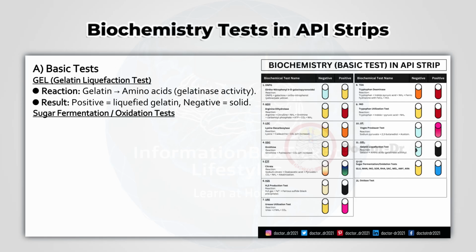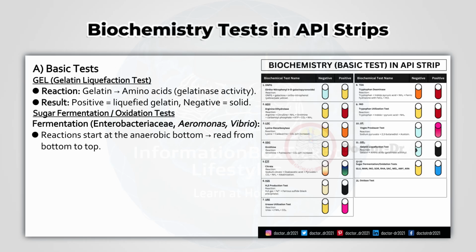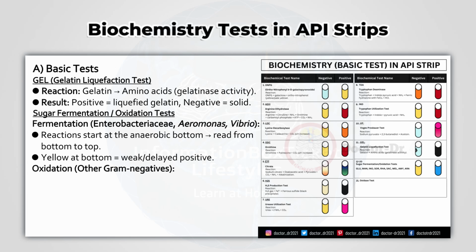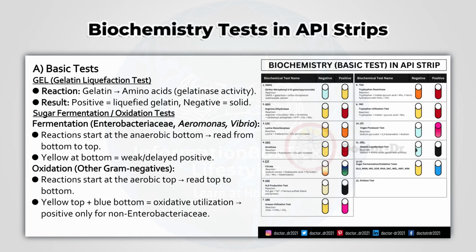Sugar fermentation/oxidation tests. Fermentation: Enterobacteriaceae, Aeromonas, Vibrio. Reactions start at the anaerobic bottom, red from bottom to top. Yellow at the bottom equals weak, delayed positive. Oxidation: other gram-negatives. Reactions start at the aerobic top, red from top to bottom. Yellow top plus blue bottom equals oxidative utilization, positive only for non-Enterobacteriaceae.